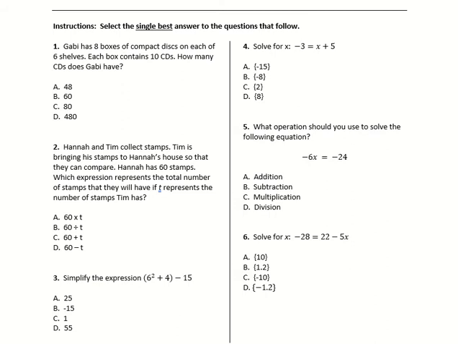Number 5. What operation should you use to solve the following equation? Negative 6x equals negative 24. A, addition, B, subtraction, C, multiplication, D, division. Number 6. Solve for x. Negative 28 equals 22 minus 5x. A, 10, B, 1.2, C, negative 10, D, negative 1.2.